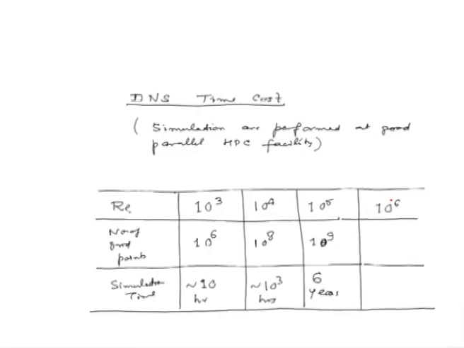10 to the power 6, so a typical industrial scale Reynolds number. We require a number of grid points of the order of 10 to the power 13, and the solution time would go into a few thousand years. Of course, this 1000 years might be reduced to, let us say, even 100 years, and that tells you about the impossibility of carrying out a direct numerical simulation for our industrial flow problems.